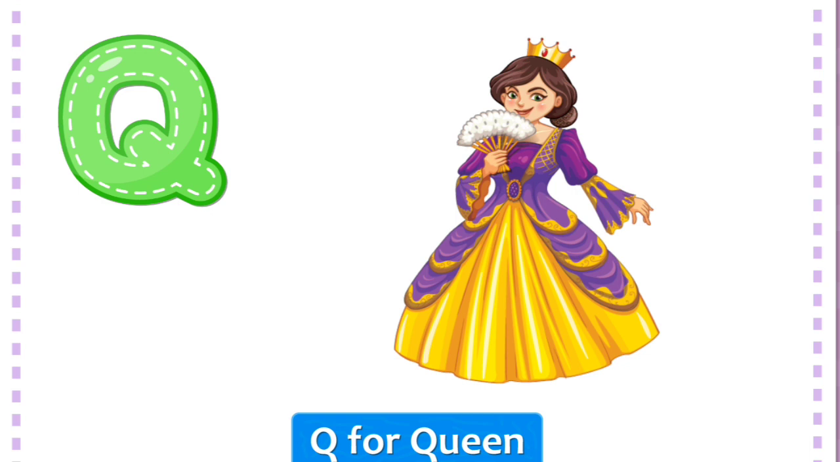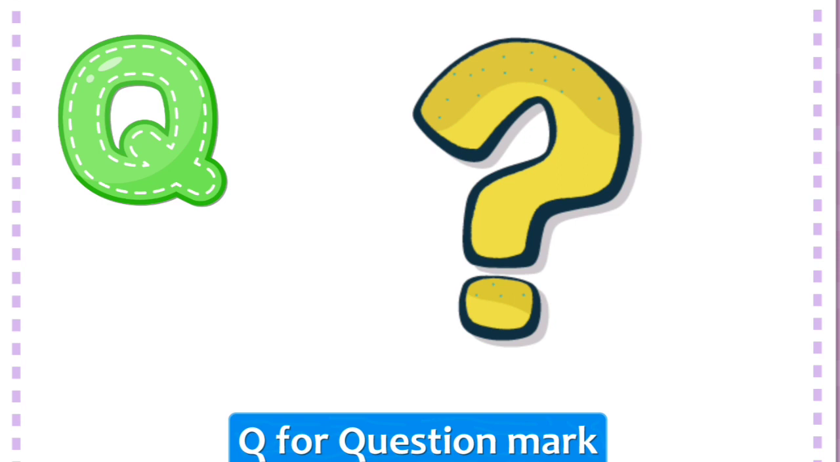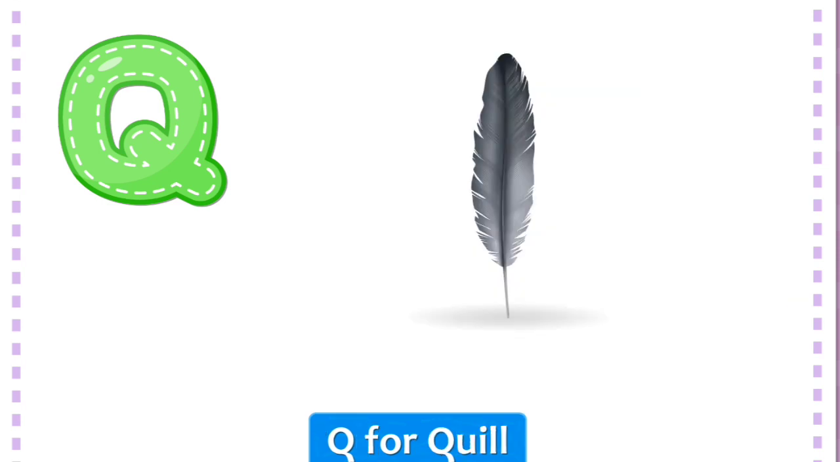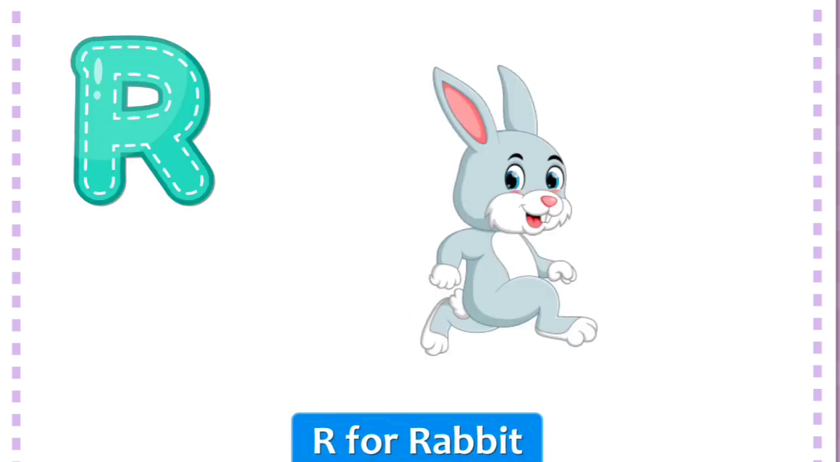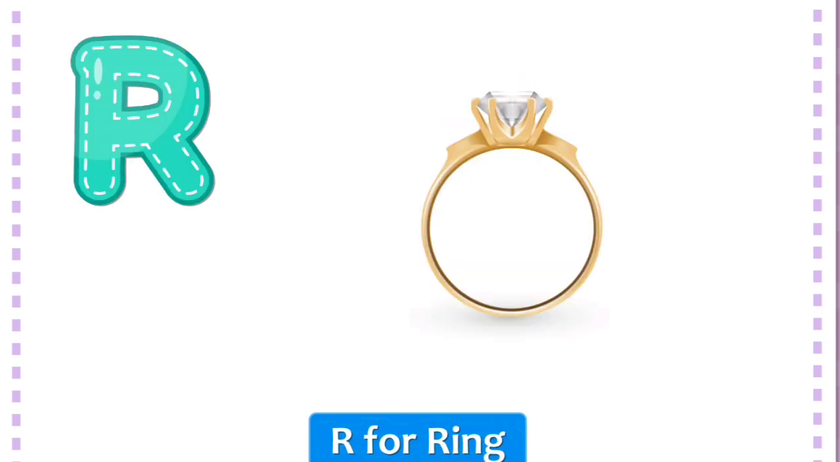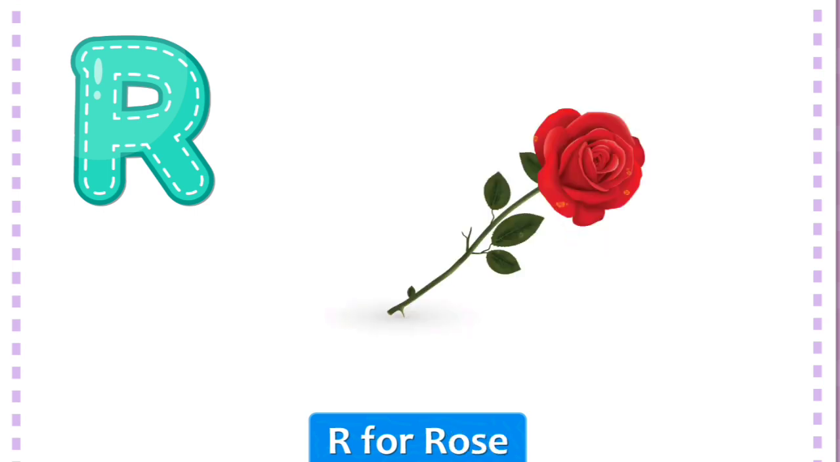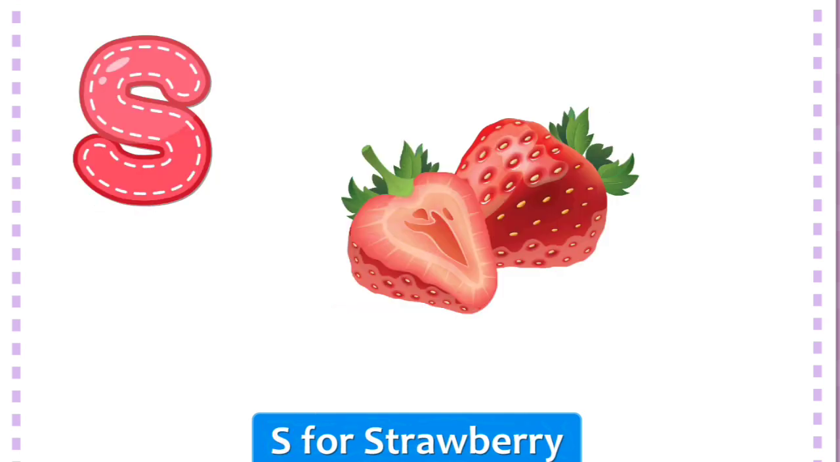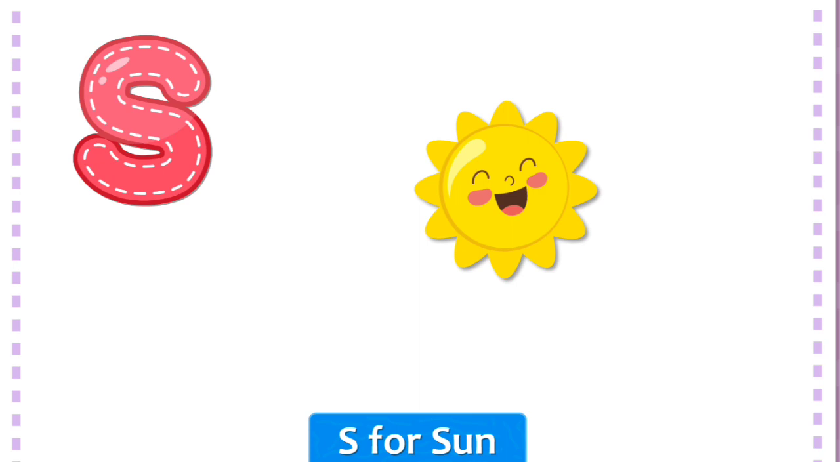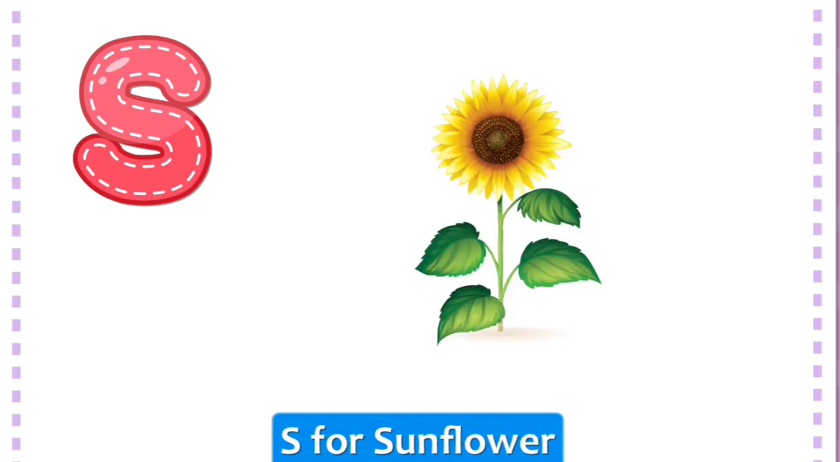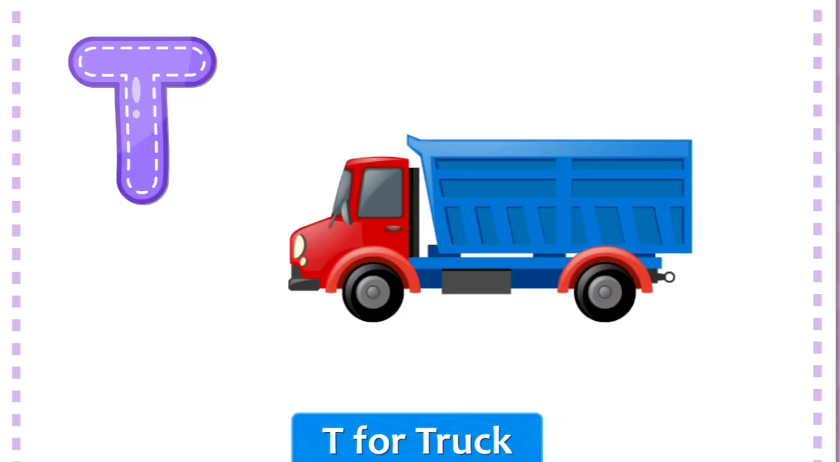Q for queen. Q for question mark. Q for quail. R for rabbit. R for ring. R for rose. S for strawberry. S for sun. S for sunflower. T for truck.